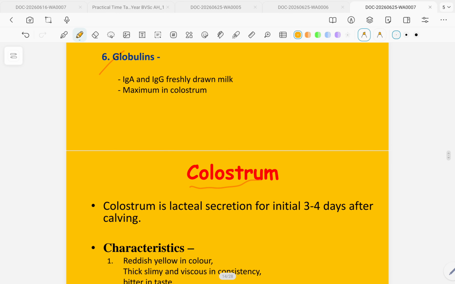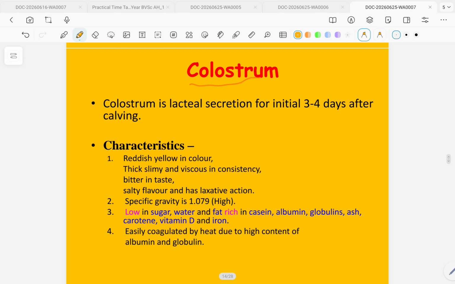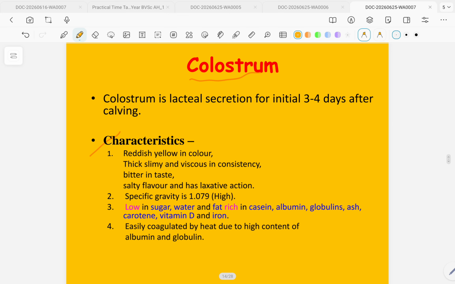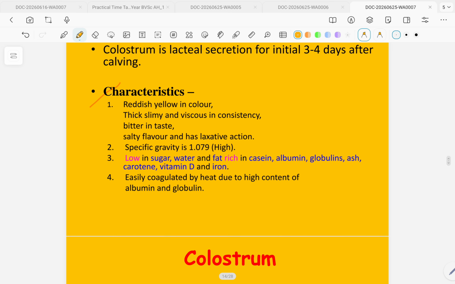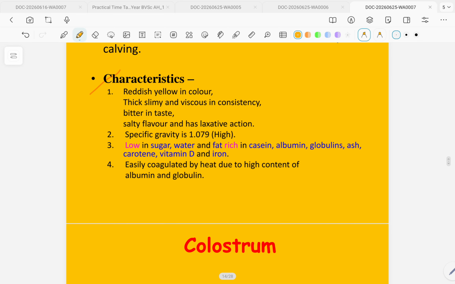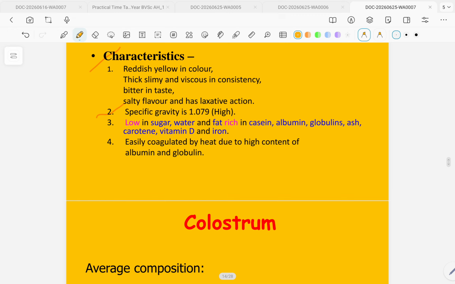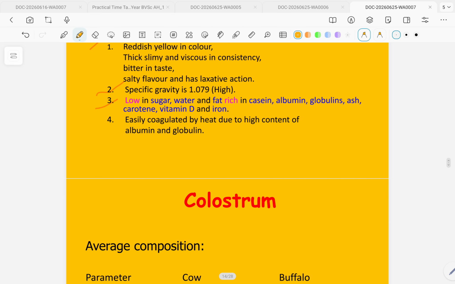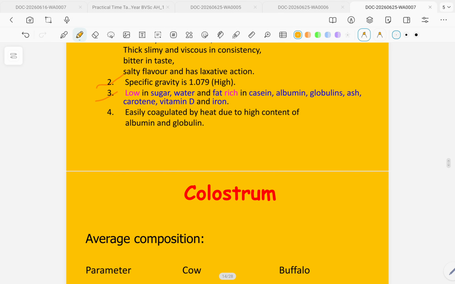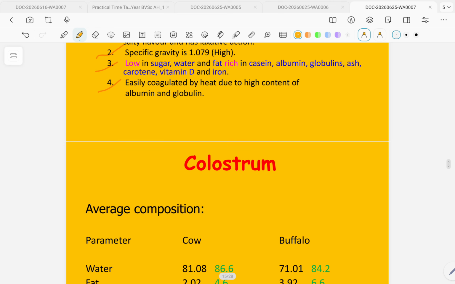Colostrum is the lacteal secretion for the initial 3-4 days after calving. Characteristics: reddish yellow in color, thick, slimy, and viscous in consistency, bitter in taste, salty flavor, and has laxative action. Specific gravity is 1.079, high. It is low in sugar, water, and fat, and rich in casein, albumin, globulin, carotene, vitamin D, and iron. It is easily coagulated by heat due to high content of albumin and globulin.